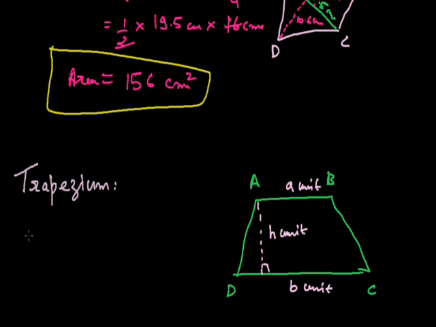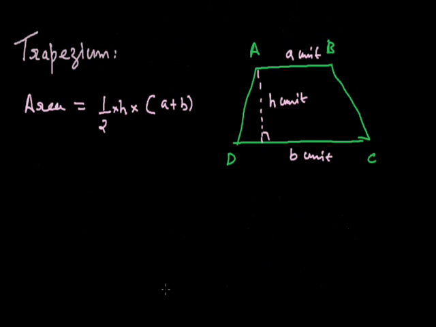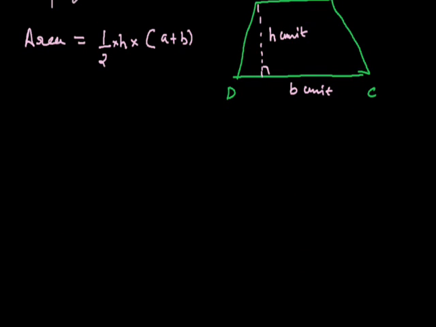So the area of the trapezium will be half h, that is the altitude, into the sum of the parallel sides, that is a plus b. These are the two parallel sides. So the sum of the parallel sides into height into half will be equal to the area of the trapezium. Let us see an example on the area of a trapezium.